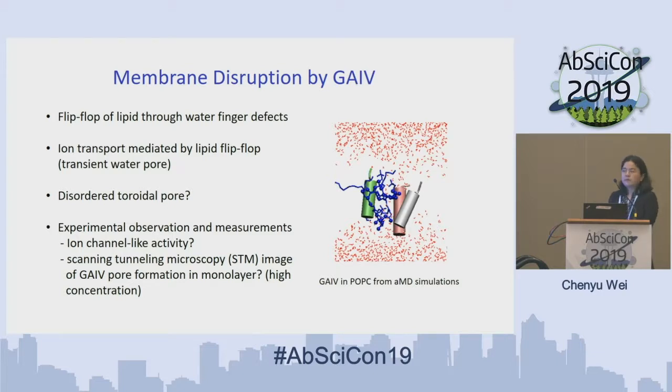Experimentally, what people have observed in antimicrobial peptides is that they do find some ion channel-like activity, and in recent years people have used STM images to try to understand the structure of this pore. However, I have to comment that, unlike contemporary ion channels, whose structures people can study through X-ray or NMR, because of the dynamic nature of this short peptide, it is extremely challenging to capture its real structure when it is in action.